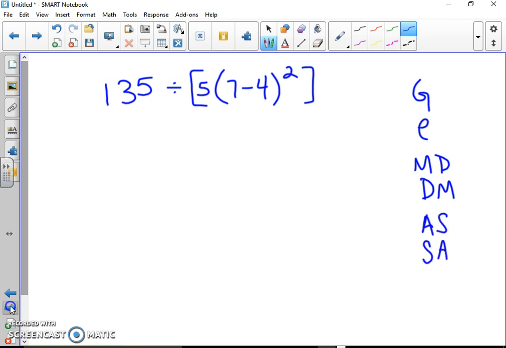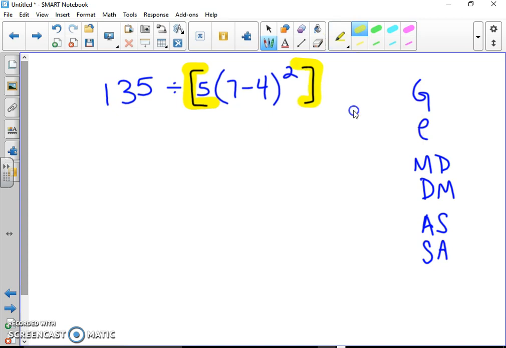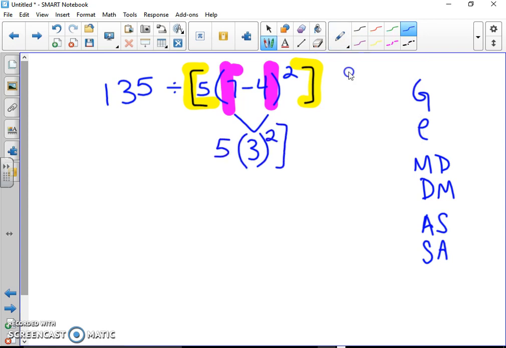And the first thing I ask myself, is there a grouping symbol? Yes, there's a lot of grouping symbols. We've got these brackets right here, and we always start with the innermost grouping symbols. So we're going to start with that 7 minus 4. So 7 minus 4 leaves us with 3 squared. Everything else stays the same. Do I have grouping symbols still? Absolutely. But within those grouping symbols, we have an exponent. So we need to do 3 squared. Gives us 9.